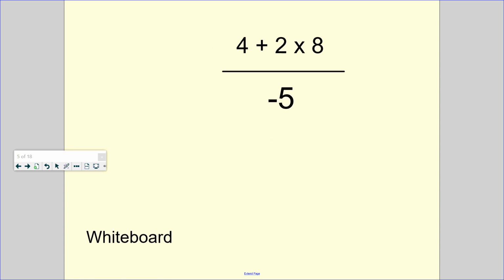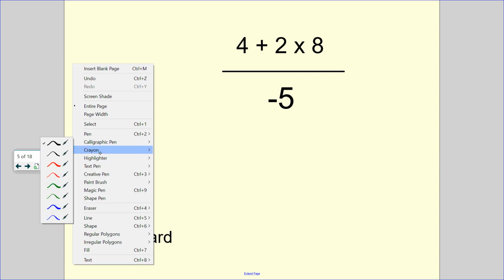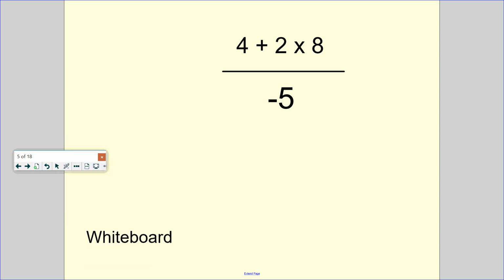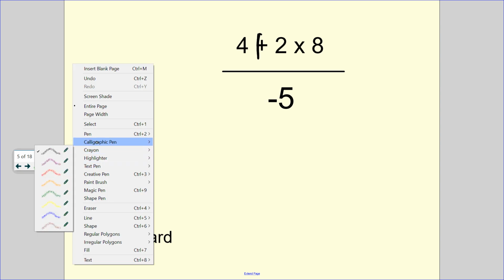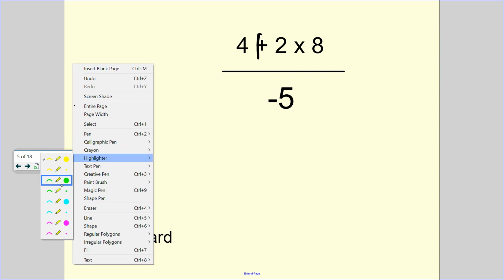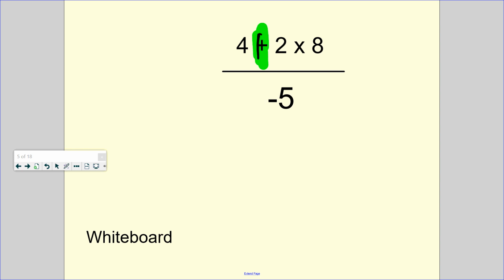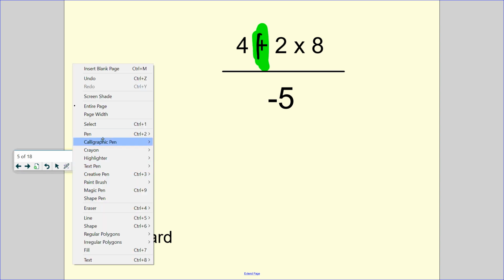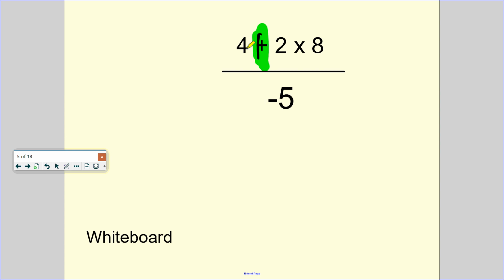And let's try this one. So, do you see any? Let's highlight some stuff. Let's get my highlighter. Let's see. I see an addition. So right here. Do you see any other thing to highlight? Nope. So we need to solve the terms. So 4 is the left term. 2 times 8 is the right term.